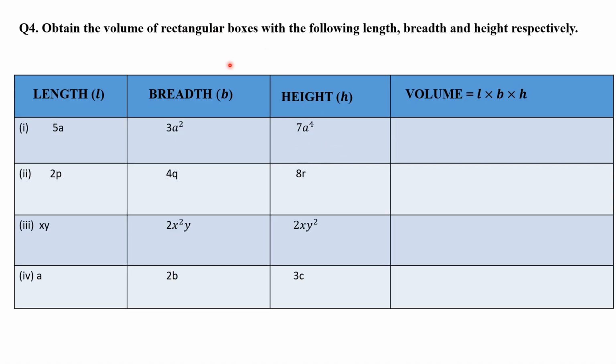Now rectangular box means what? It is like a cuboid. And we know that the volume of a cuboid is length into breadth into height. So I have written the formula also. Now you have to just multiply and give the answer.